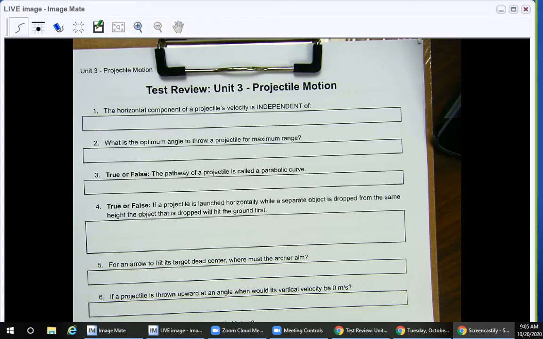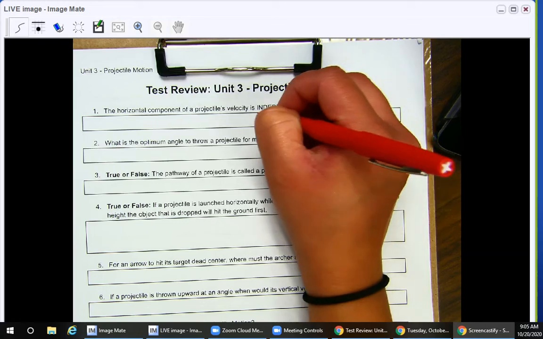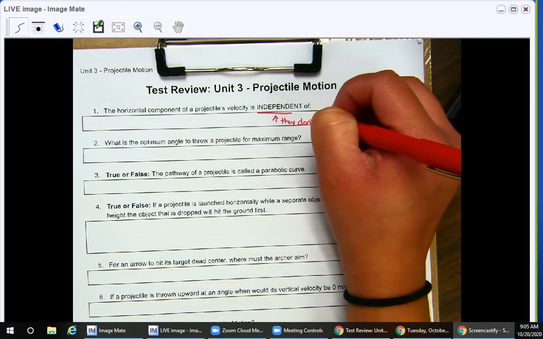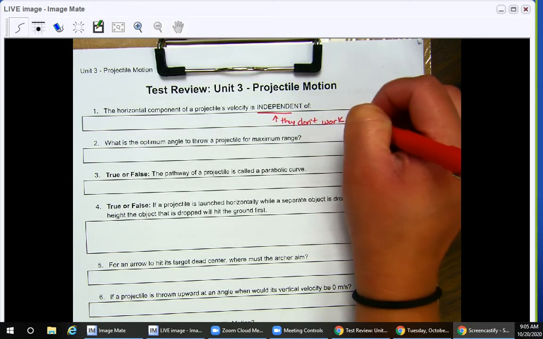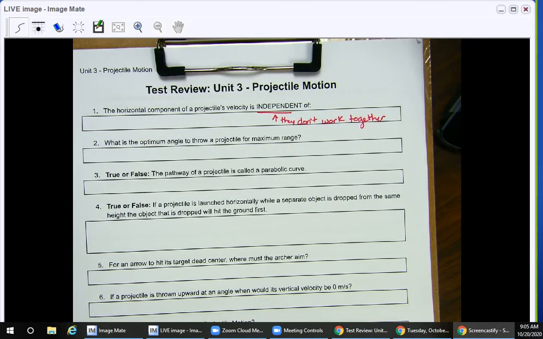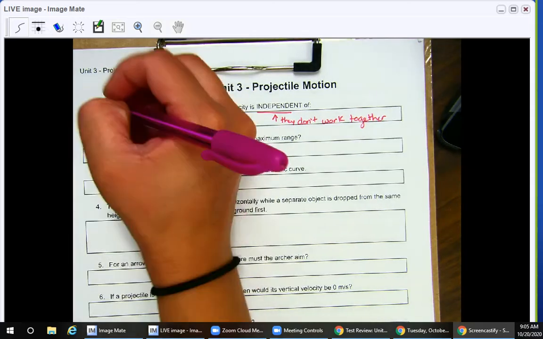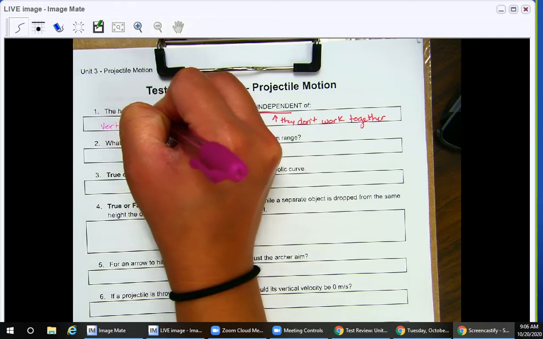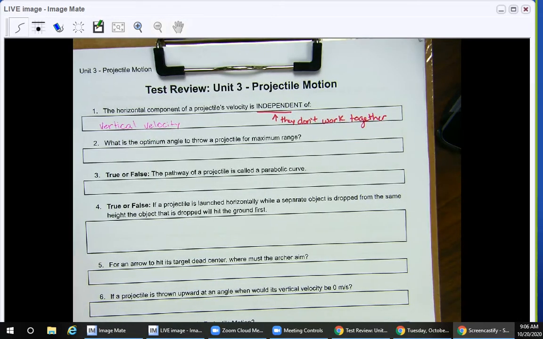This is for the test review, Unit 3 projectile motion. The horizontal component of a projectile's velocity is independent, meaning they don't work together. That's what independent means. It is independent of the vertical velocity. So again, those two do not work together.